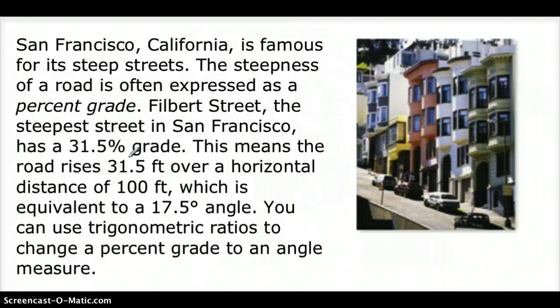Now, let's look at a little background here. So this one says San Francisco, California is really famous for its steep streets. The steepness of a road is often expressed as a percent grade, right? So they'll maybe say it's a 5% grade. Okay, well here, Filbert Street, the steepest street in San Francisco, has a 31.5% grade. This means that the road rises 31.5 feet for every horizontal distance of 100 feet, okay?